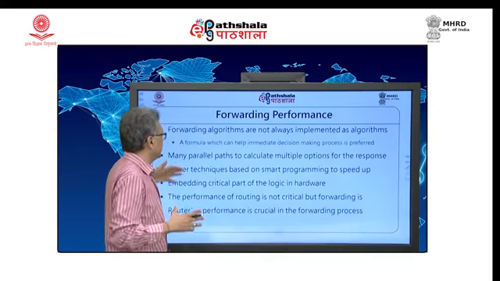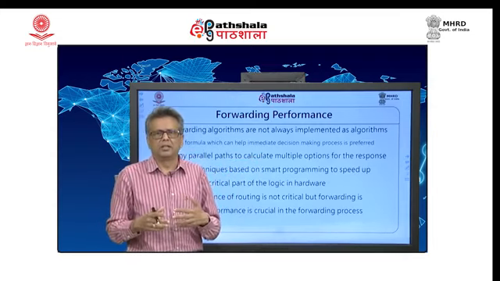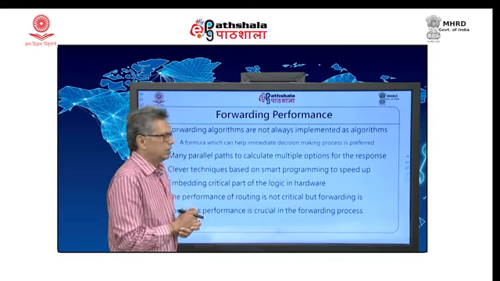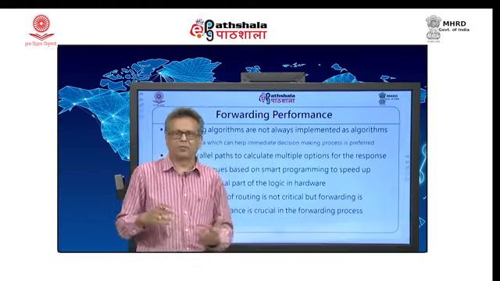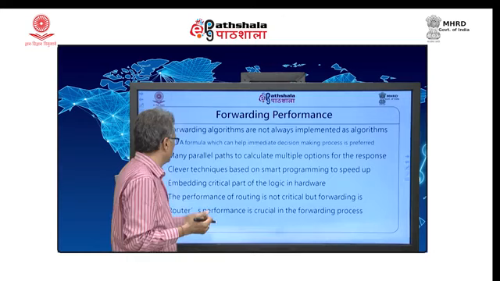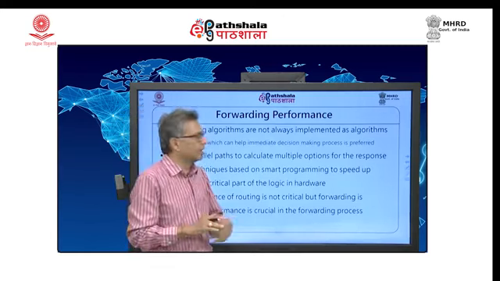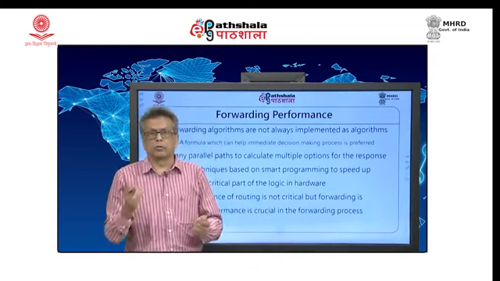Basically it is about how to find multiple parallel paths and do that faster by using some tricks. Here are some tricks: clever techniques used by smart programming, for example, using smart pointers to do it faster, jumping directly to that place, and embedding a critical part of the logic in hardware. The performance of routing is not very critical, but the forwarding is.